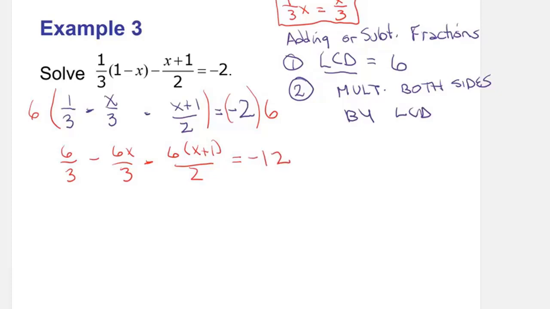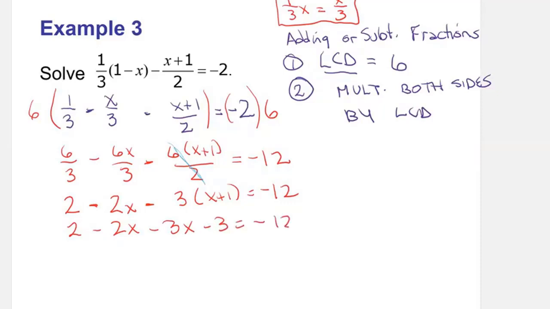Now, why did I do that? Because I can cancel. I can say 6 over 3 is 2. And again, 6 over 3 is 2, so I have 2x. And here, I can cancel this 6 and this 2, and that would give me 3 times x plus 1 is equal to -12. Let's keep going. I have 2 minus 2x, and now I'm distributing that -3 into the terms in the parentheses. So I get -3x minus 3 equals -12.